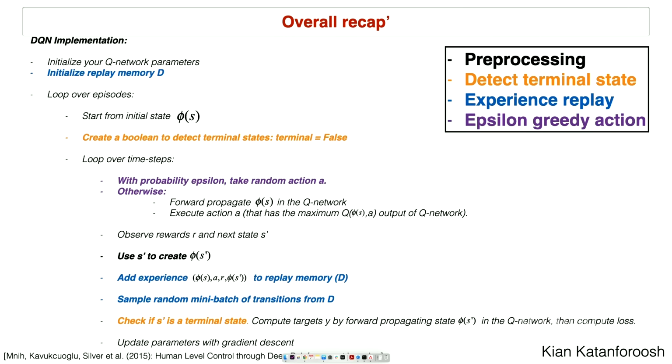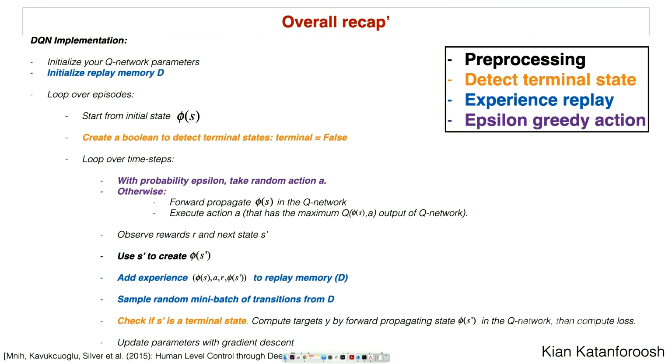We start from an initial state. We create a Boolean that allows us to detect terminal states. With probability epsilon, we're going to take a random action. Otherwise, we're going to follow what we know, which is forward propagate the state in the Q network, take the action that has the highest Q value. That allows you to observe a reward and the next state.